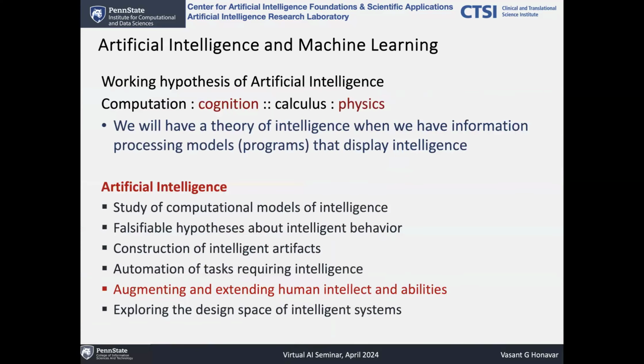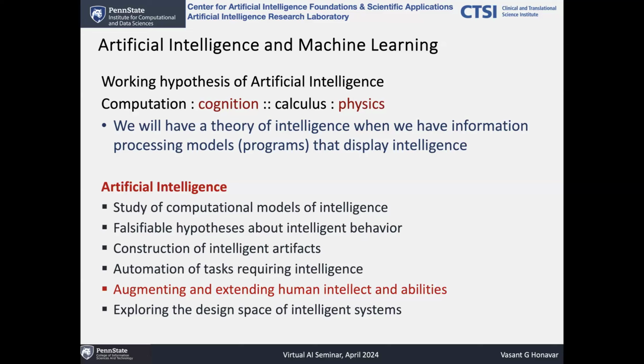Okay, so first, to set the stage, let me say a few words about AI and machine learning in general terms before we dive in. The reason for this is that AI has become such a buzzword these days, and it means many different things to many people. So we have to frame it in terms of what we are going to talk about here. The working hypothesis of AI is basically that computation provides for thinking or cognition what calculus provided for physics. What do I mean by that? It means that you can use computing as a medium for modeling cognition, which includes all aspects of intelligence.